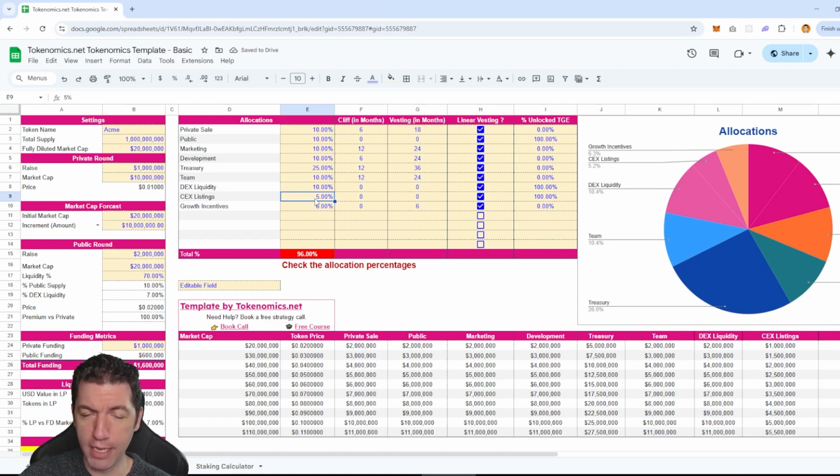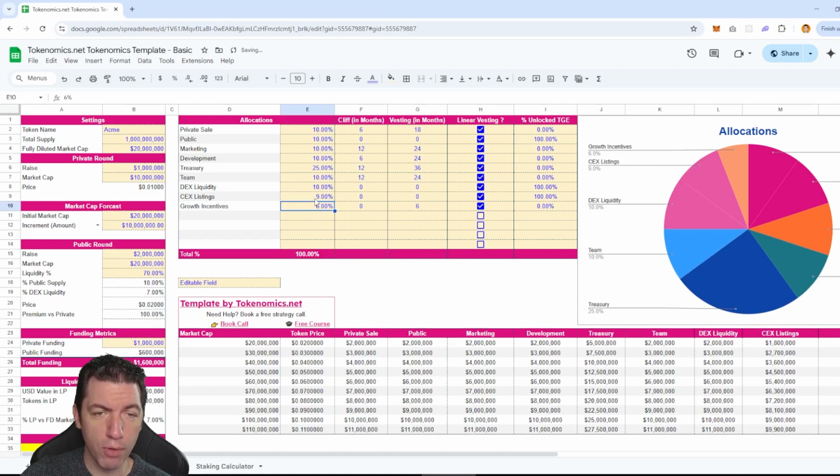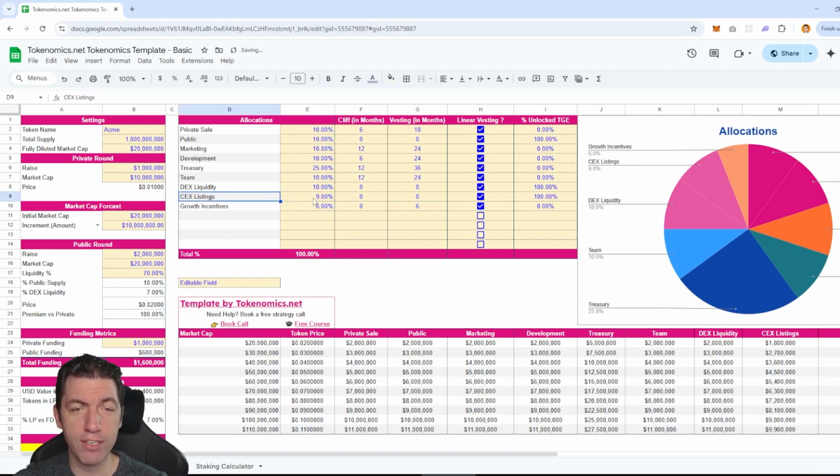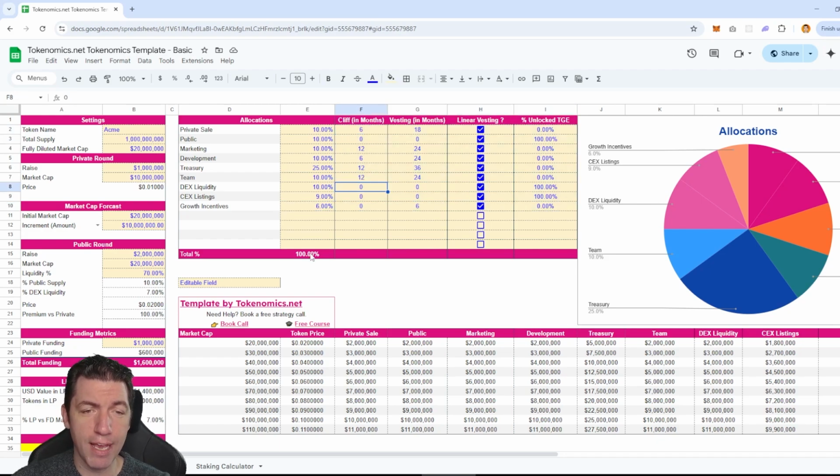I'm going to go ahead and now make my centralized exchange listings here 9%. And now I have over here my growth incentives. I'm going to leave this at 6%. All right, we're not going to talk anything about cliffs yet, but what I've now set up is I make sure that all my allocations add up to 100%.